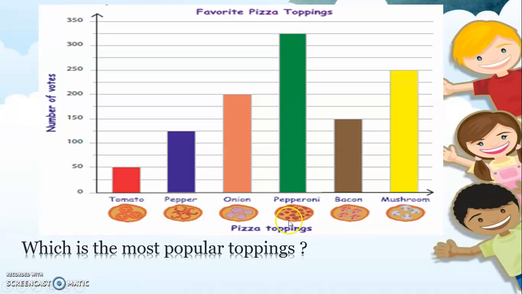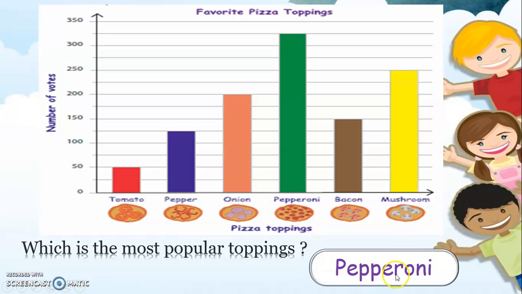So here are the names of the toppings. Popular means more, a higher number. So looking at the bar graph, the highest bar is the pepperoni. It means pepperoni is the most popular topping. So here the answer is pepperoni.